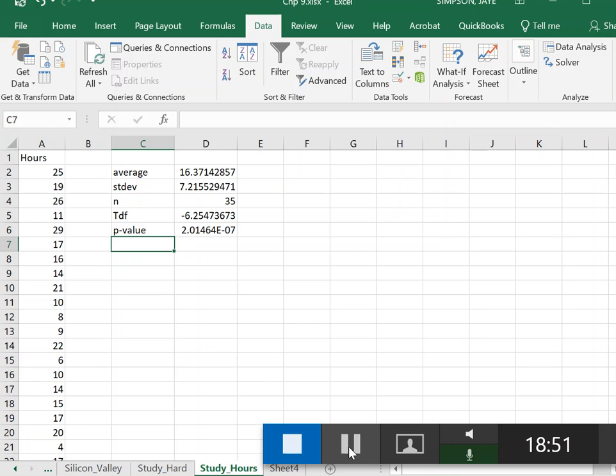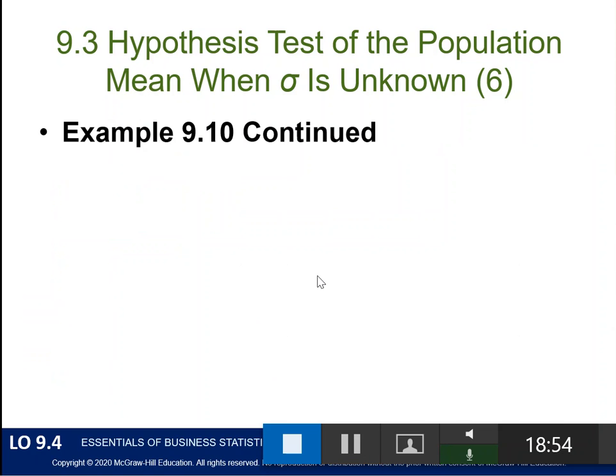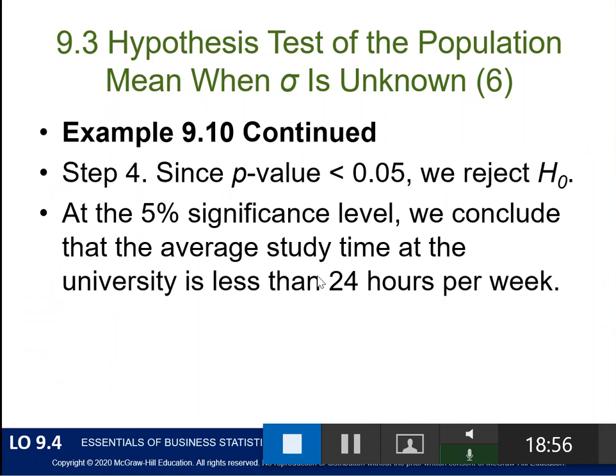So let's go back to our PowerPoints here. And so since the p-value is less than 0.05, way less, we can reject the null hypothesis. So we can conclude with a 5% significance level that the average study time at the university is less than 24 hours per week.